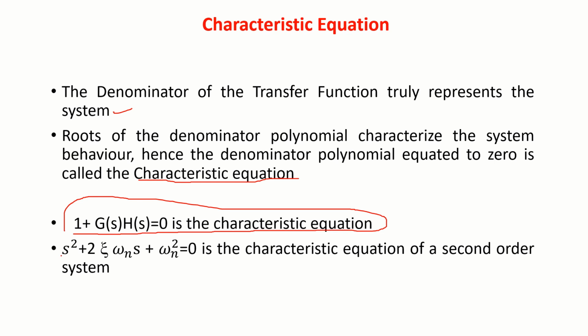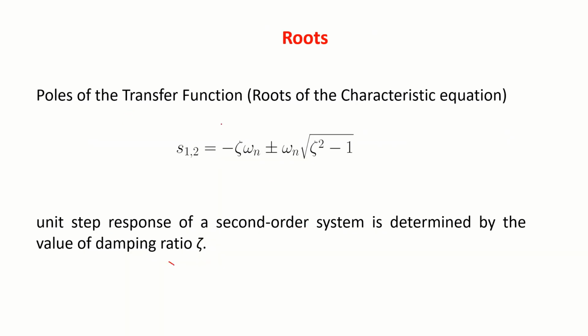So in the second order system, c of s by r of s is omega n square divided by s square plus 2 zeta omega n s plus omega n square. Let me equate the denominator to 0 and this is the characteristic equation. So it is a second order algebraic equation. If I solve this, it will have two roots: minus b plus or minus under root b squared minus 4ac, by 2a, correct? That's how we can find the roots.